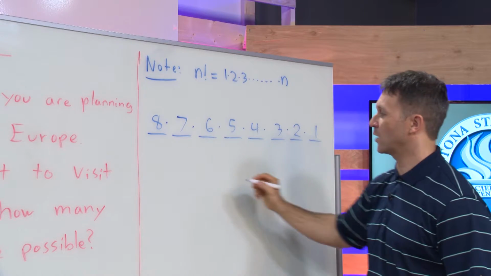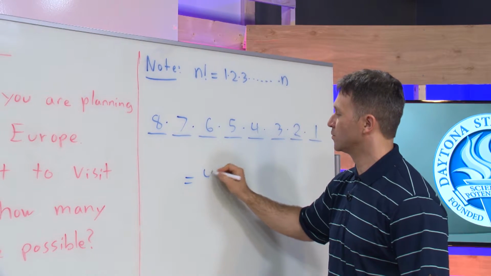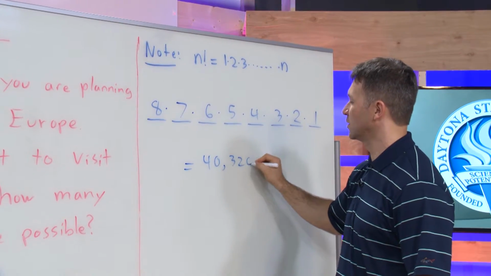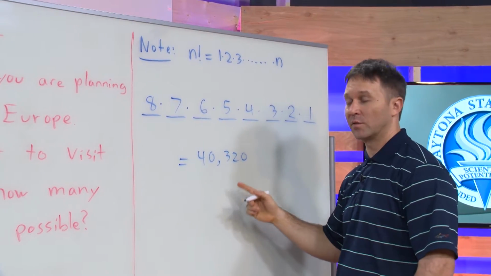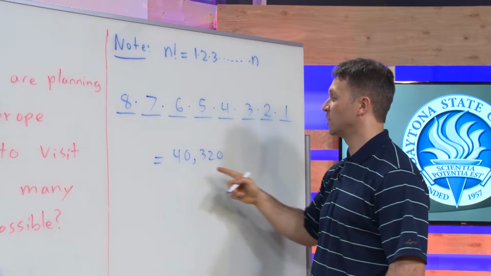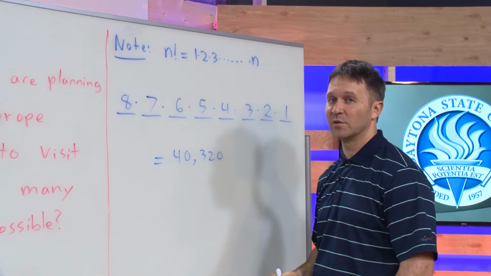And if we multiply all these together, we'd get 40,320. If you use your calculator and multiply 8 times 7 times 6 times 5 times 4 times 3 times 2, you will get 40,320.